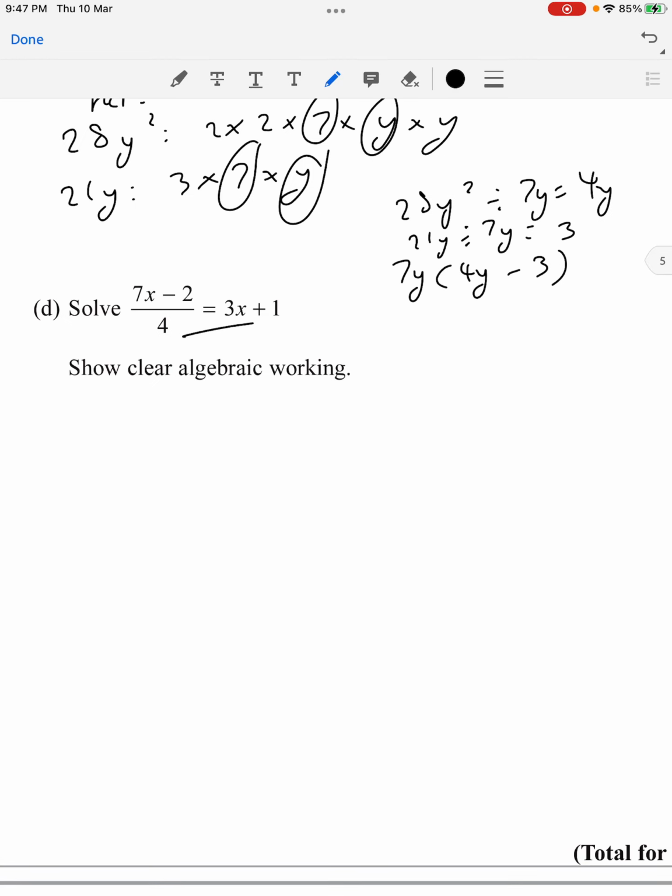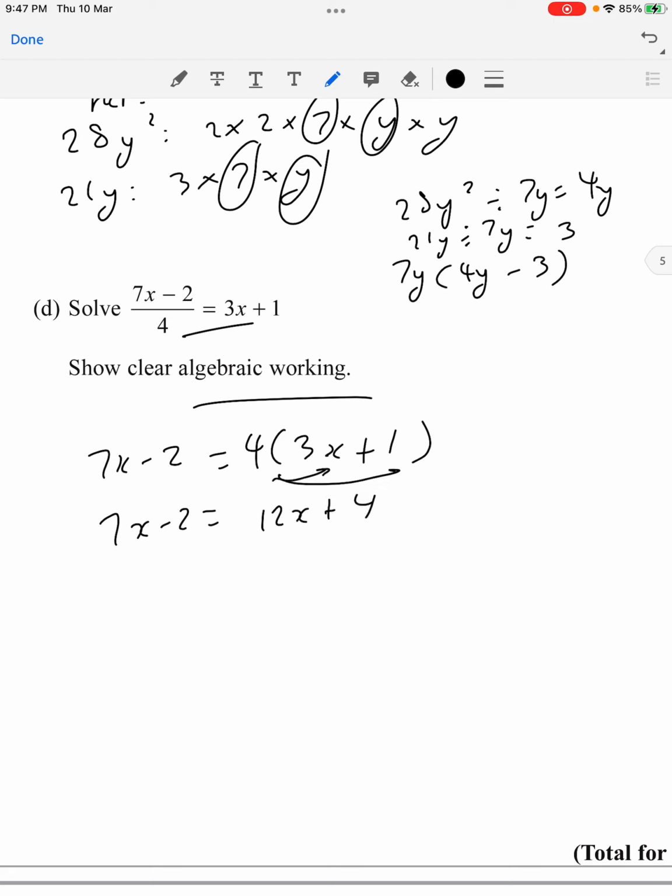Solve this algebraically, show your algebraic working. For this one, you have 7x minus 2 equal to 4 multiplied by 3x plus 1. So you have 7x minus 2 is equal to 12x plus 4, because we're expanding the brackets. Group all the like terms together, which gives minus 5x equals 6.